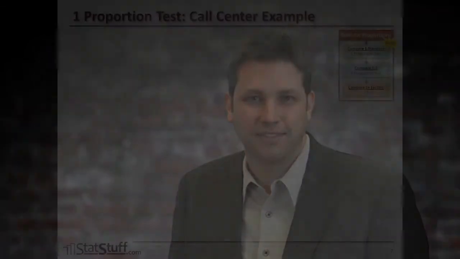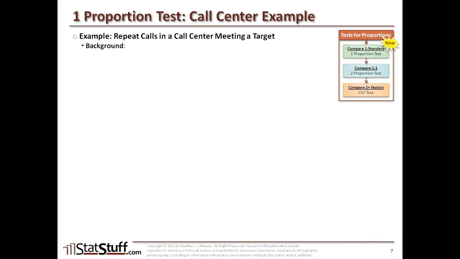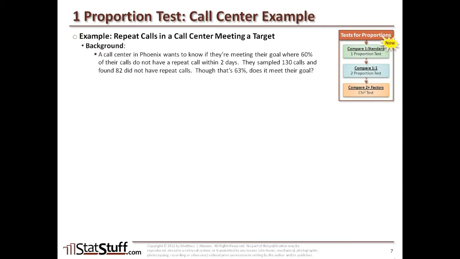Now let's walk through a couple of examples of the one proportion test. First, we'll start with an example of measuring repeat calls at a call center. As background information for this example, it's a call center in Phoenix, and they want to know if they're meeting their goal of 60% of their calls not having a repeat call within 2 days. They sampled 130 calls and found that 82 of those 130 did not have a repeat call.